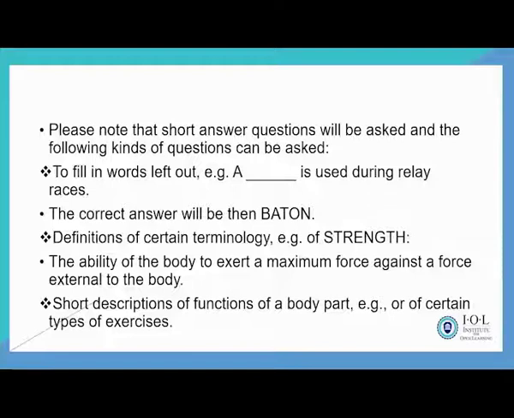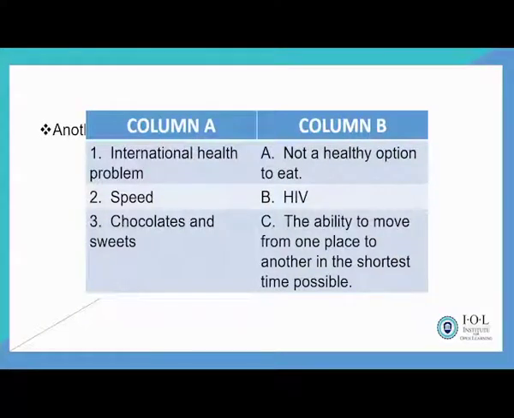The second one is definitions of certain terminology, for example, strength, which is the ability of the body to exert a maximum force against a force external to the body. The third one will be short descriptions of functions of a body part, for example, or of certain types of exercises. Another kind will be where two columns are given to you, a column A and a column B. In column A, you can find certain facts like international health problem, speed, chocolates and sweets. And in column B, the appropriate answers will be like not a healthy option to eat, HIV, the ability to move from one place to another in the shortest time possible. And you have to connect the correct answers.